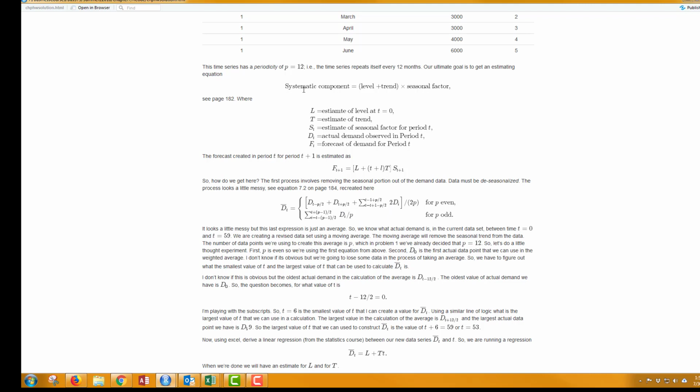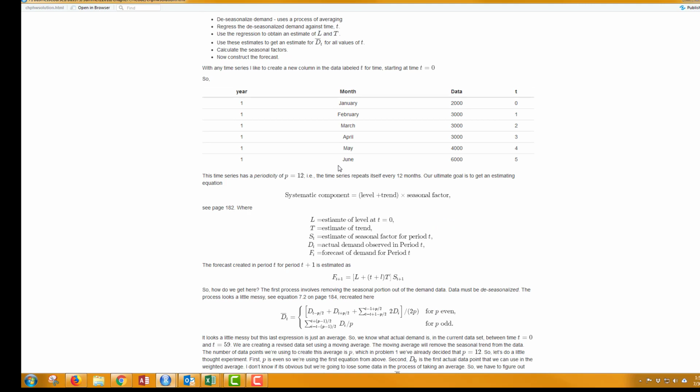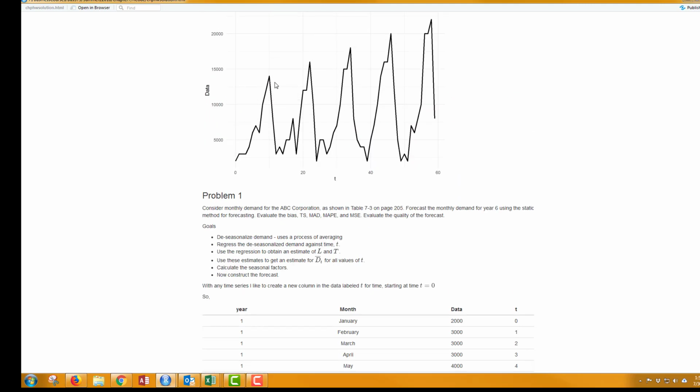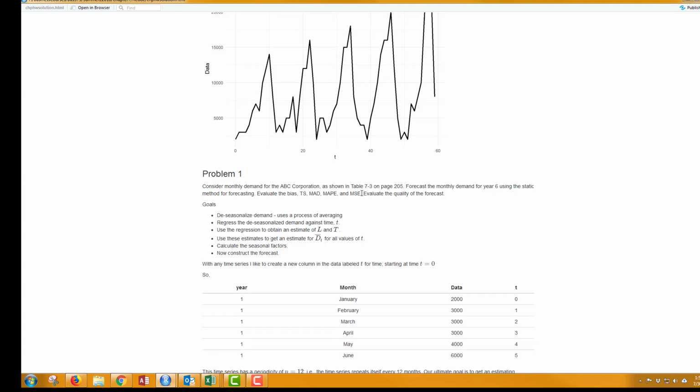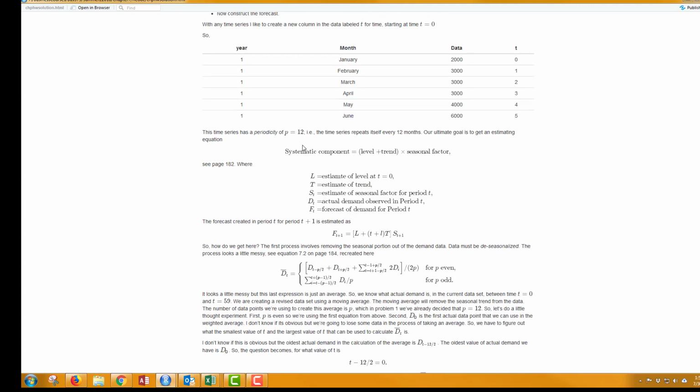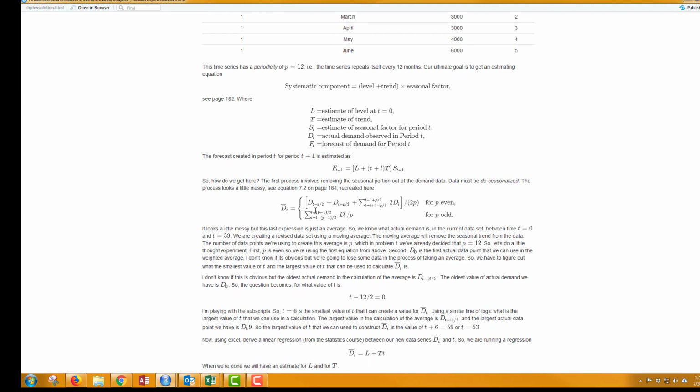Well, P is the periodicity of the data, and we saw that in the picture. A period is measured from peak to peak to peak. So the period of our data is 12 months. So P is determined. We now know what P is in this equation.